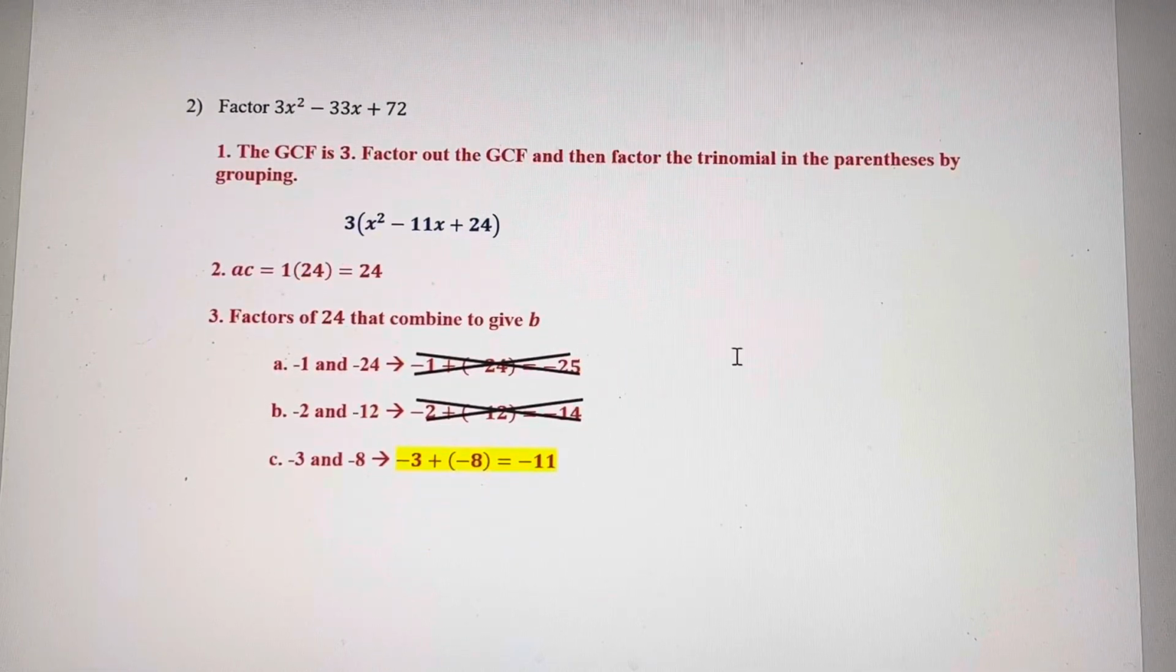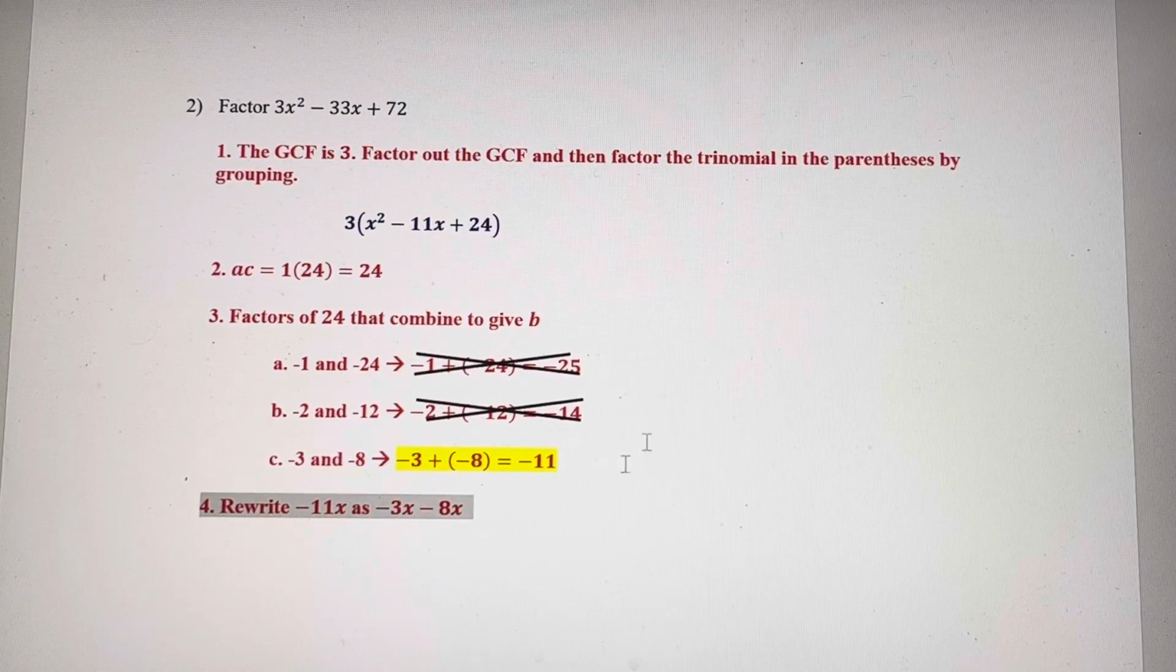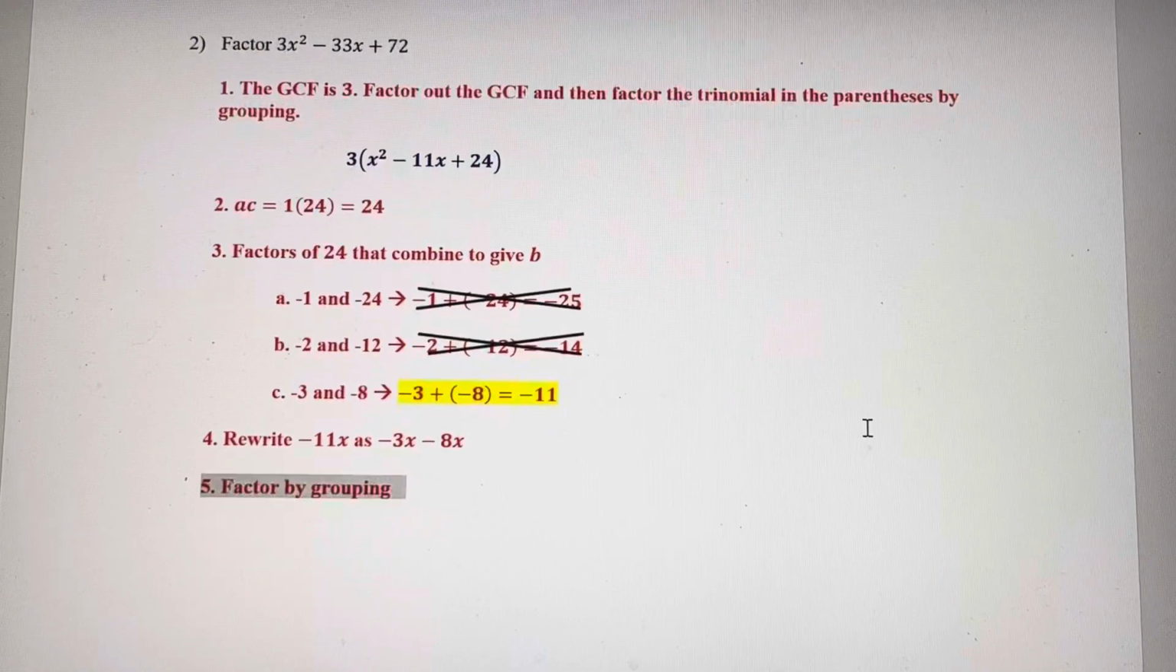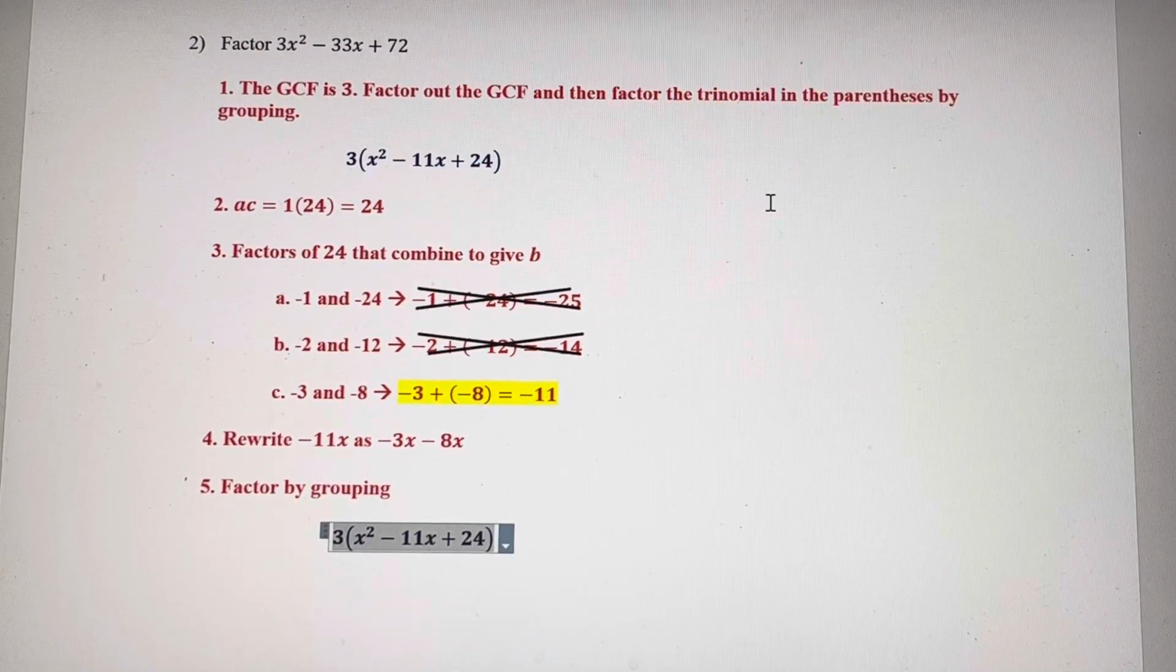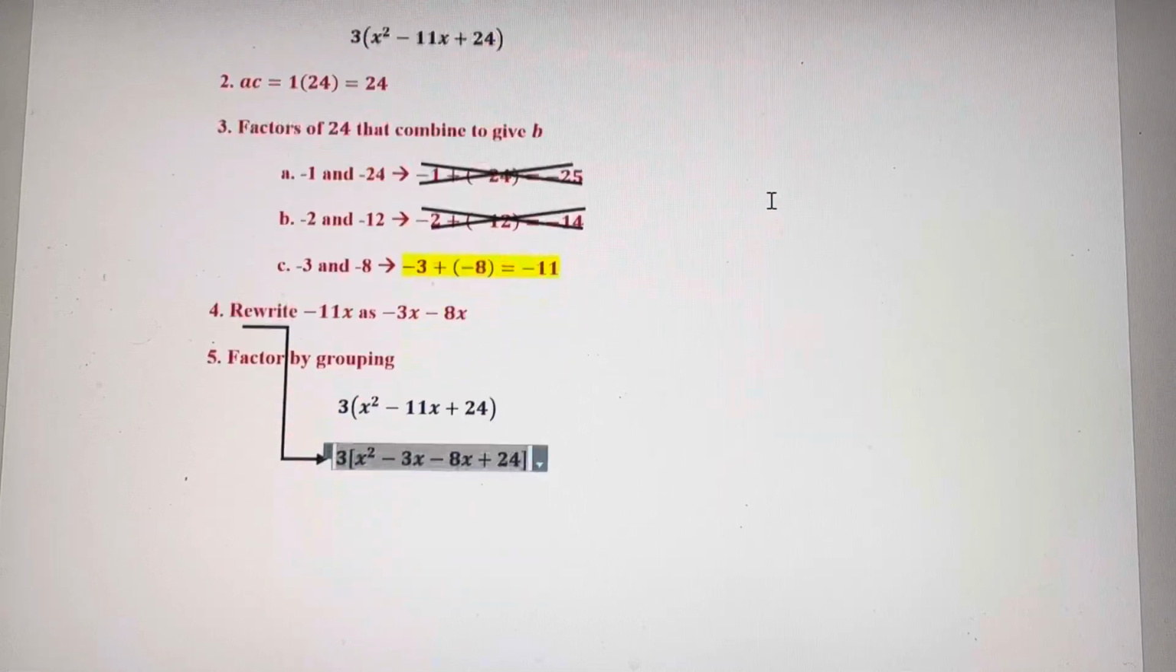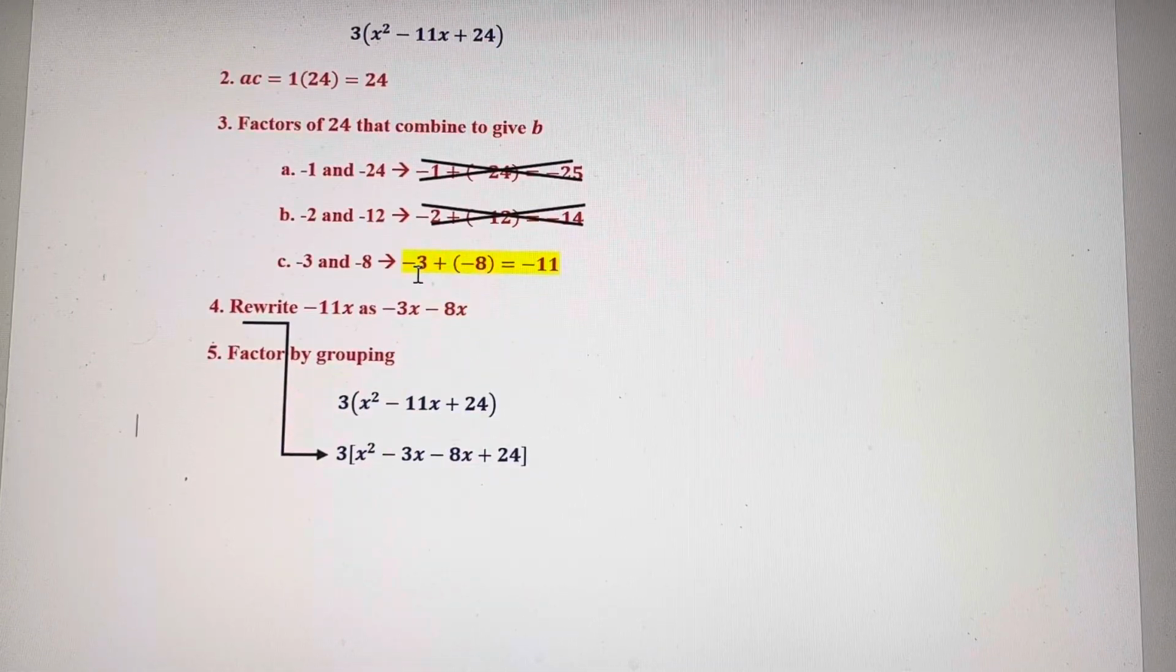All right. So step 4, as always, we're going to rewrite that -11x using these two values. So -3x and -8x. And then we're going to factor by grouping. Okay, so let's go back to what we started with here. I'm going to rewrite that -11x as -3x and -8x. And then I'm going to group these together.